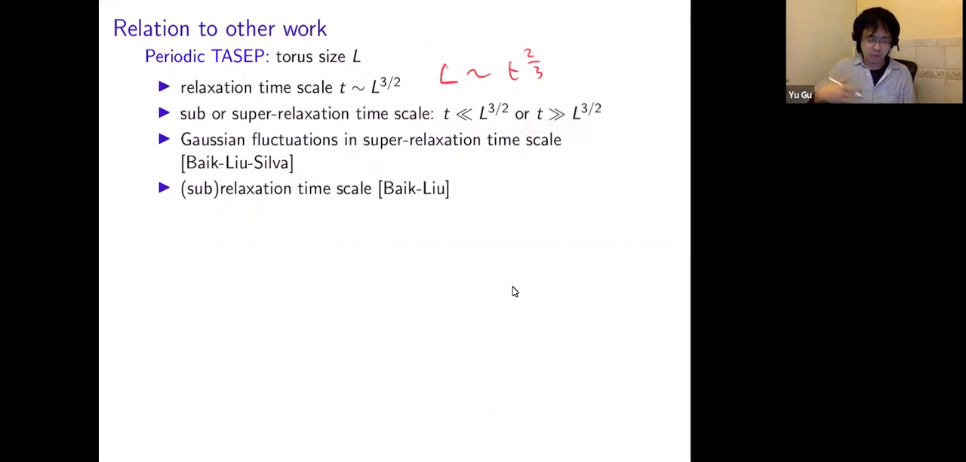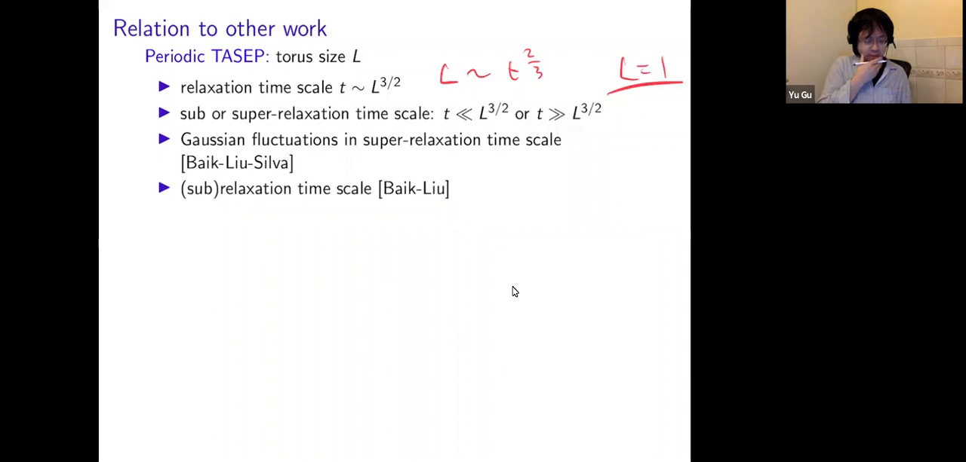And in this case, you wait long enough. So for us, L is just one. In our case, this corresponds to the super-relaxation time scale. In the recent work by Bin, Niu and Silva, they show that if you look at this periodic TASEP and look at a certain height function, they prove Gaussian fluctuations in the super-relaxation time scale, which is consistent with our results, of course.